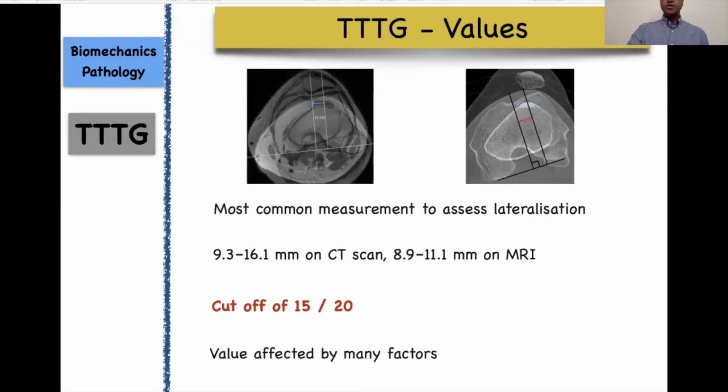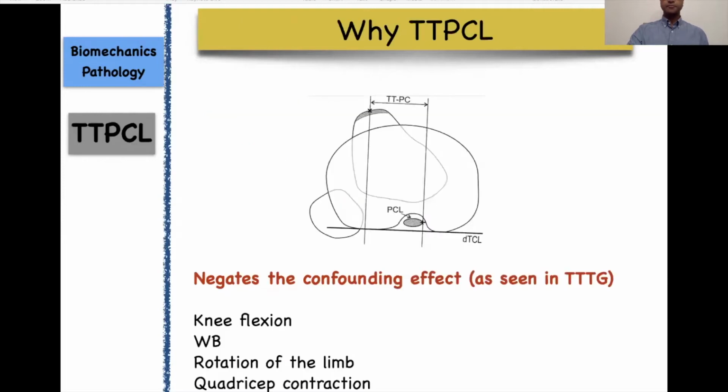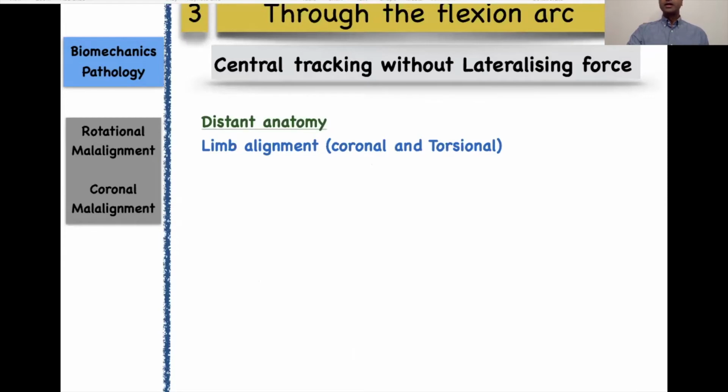Now, this TTTG value can be affected by many factors, and therefore it is important to understand how these factors affect the TTTG value that you are reading. To negate the effect of TTTG, the TT-PCL distance was introduced, which is to understand the deviation of the position of the tibial tubercle in relation to the tibia itself. And again, looking at the literature, the value that was considered pathologic is anywhere from 20 to 24. The other thing that we need to understand is that when the patella is tracking centrally, the abnormality away from the knee joint can also cause lateralizing force.